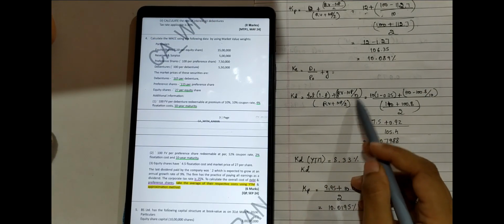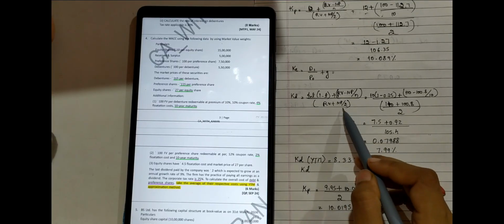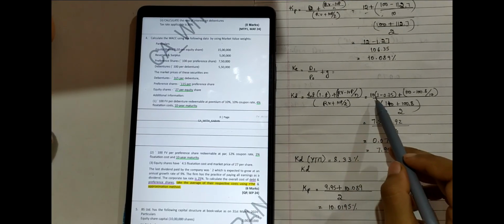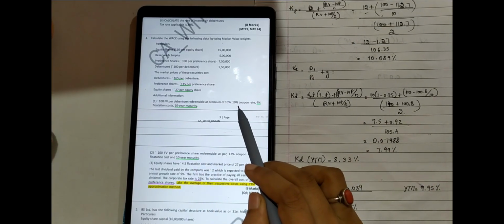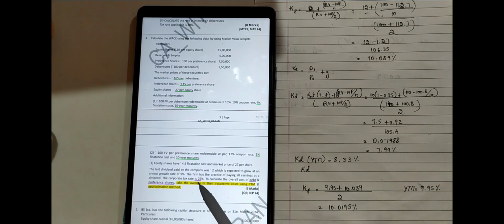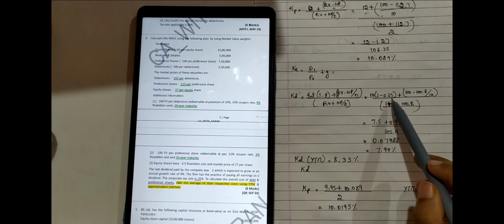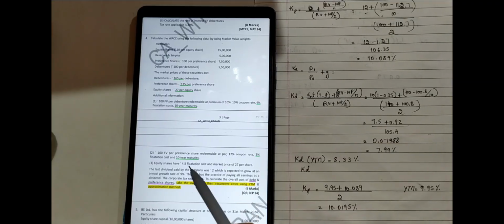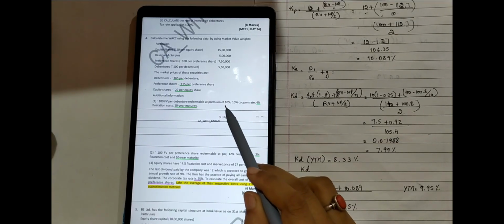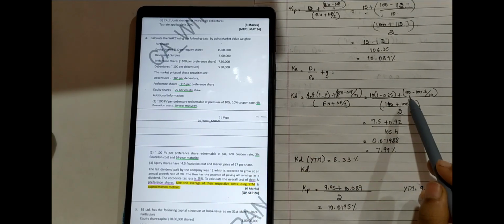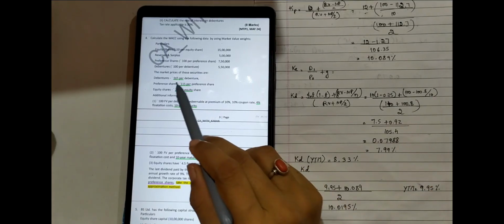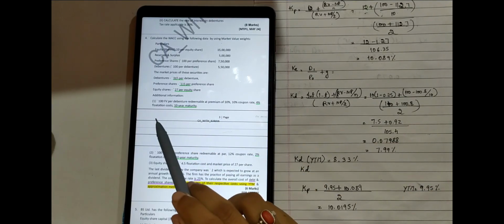And for KD, again KD is interest into 1 minus tax plus redemption value minus net proceeds upon n, whole divided by redemption value plus net proceeds divided by 2, right? So what is the interest rate? They have given that 10%. So 10 into 1 minus tax, that is 25%. So 1 minus 0.25 plus redemption value, they have given that redeemable at a premium of 10%, right? So 110 minus 108, that is 105 minus 4% flotation cost.